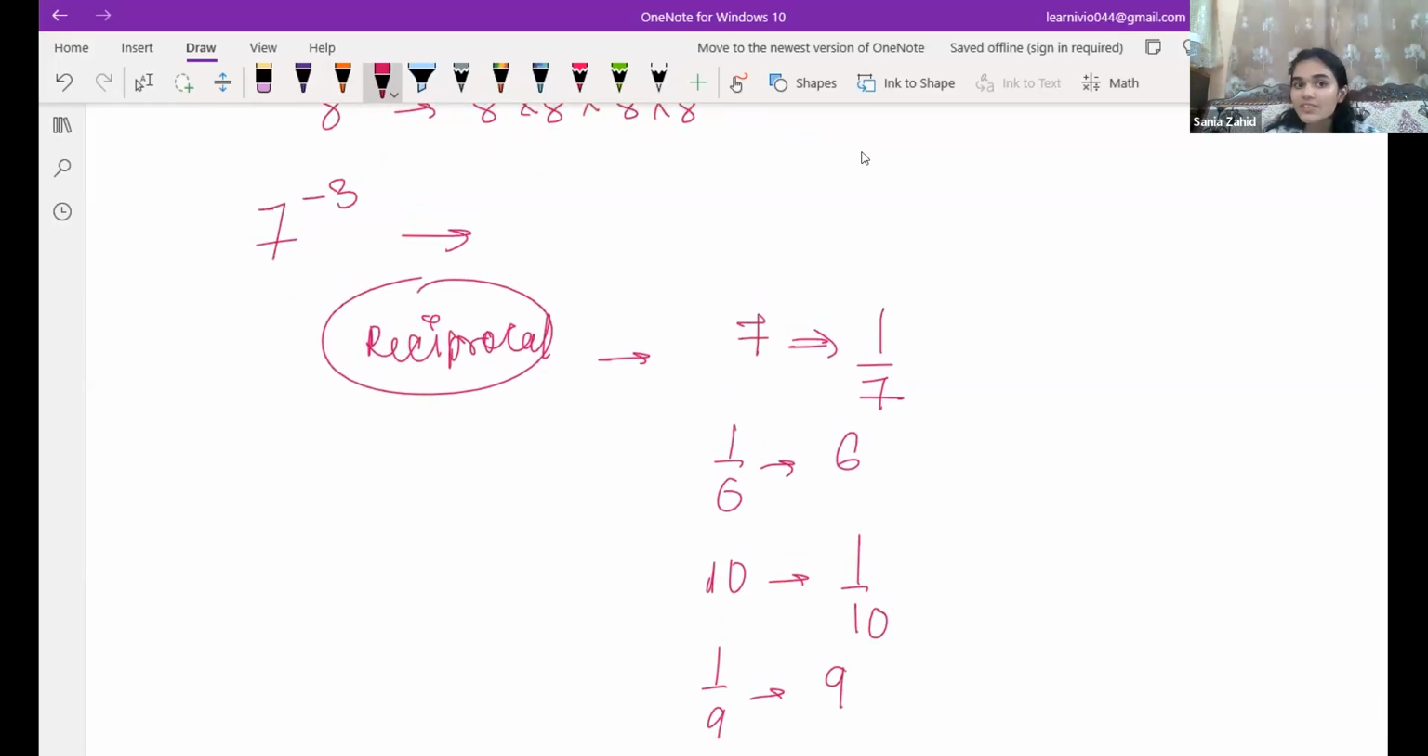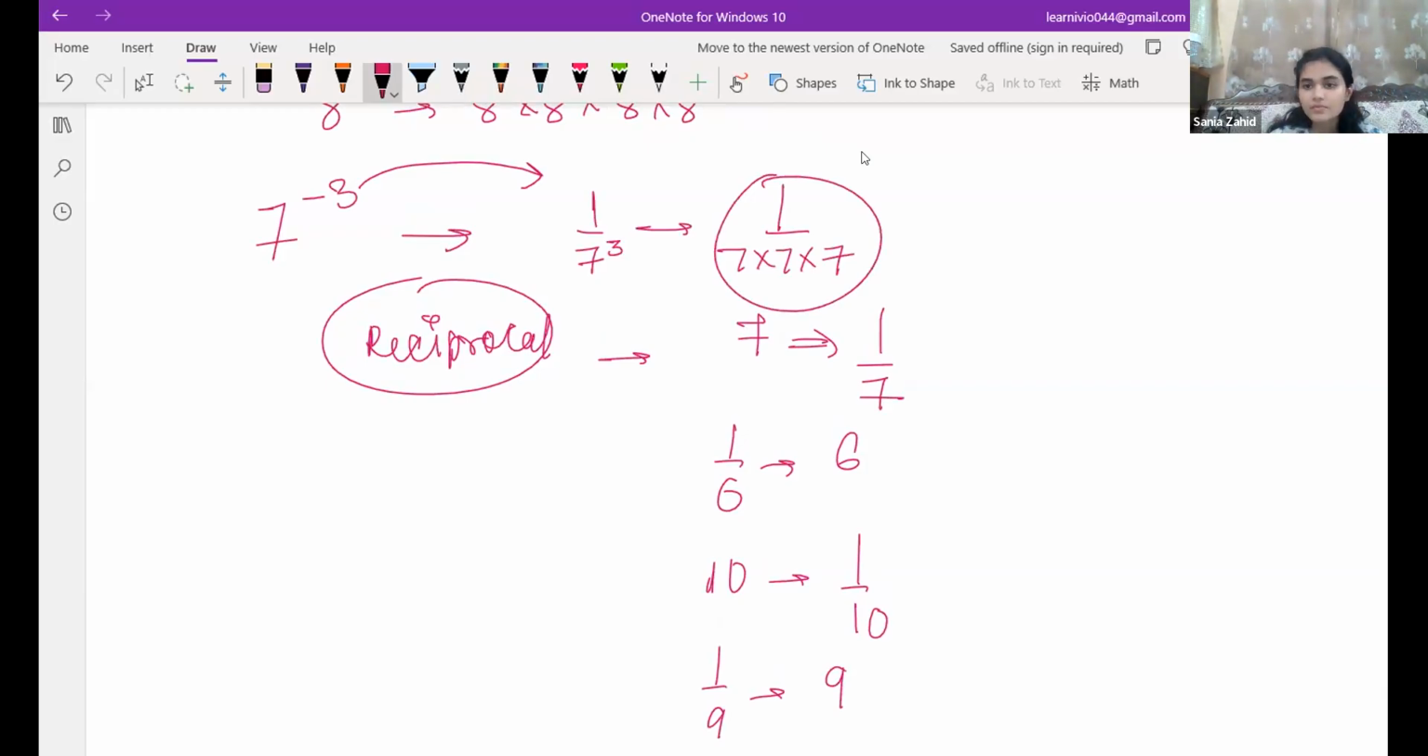Now the reciprocal of 7 is 1 by 7. And now what you'll do is put the power 3 over here, but a positive power. So whenever you have to change a negative power to a positive power, you take the reciprocal of the base number and then put the power as a positive power. And what does this become now? 1 by 7 into 7 into 7, right? So this will be your answer. Right, children? So all these basic points are clear with everybody?